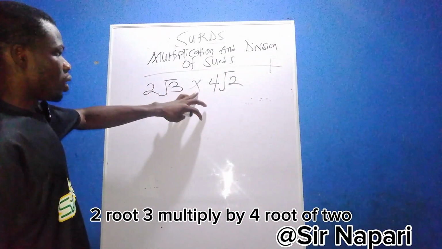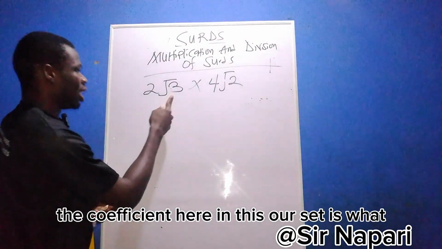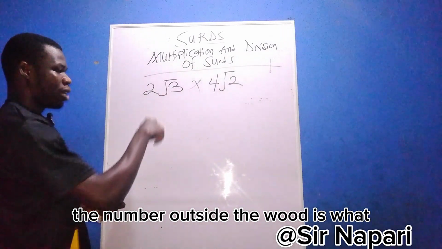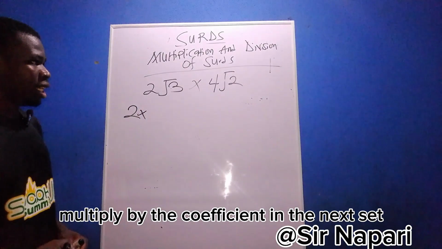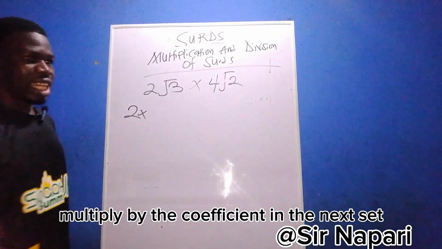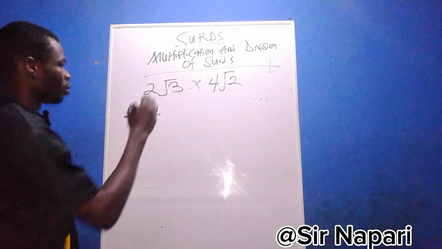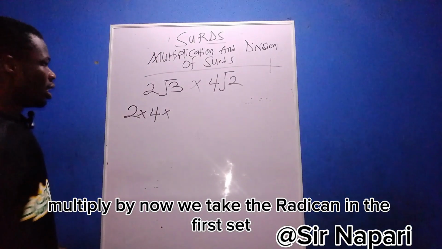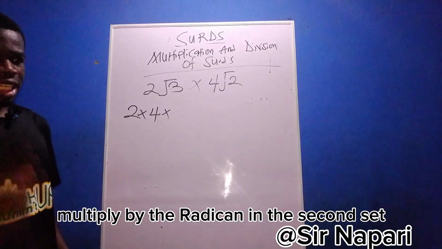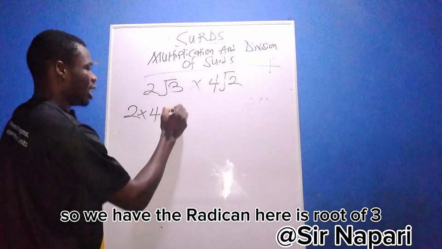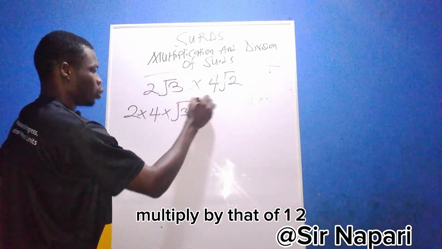Now let's do that. 2 root 3 multiplied by 4 root of 2. The coefficient in this surd is what? The number outside the root is clearly 2, multiplied by the coefficient in the next surd, which is 4. We'll have 2 times 4, multiplied by, now we take the radicand in the first surd, multiply by the radicand in the second surd. So we have the radicand here, root of 3, multiplied by that of 2.